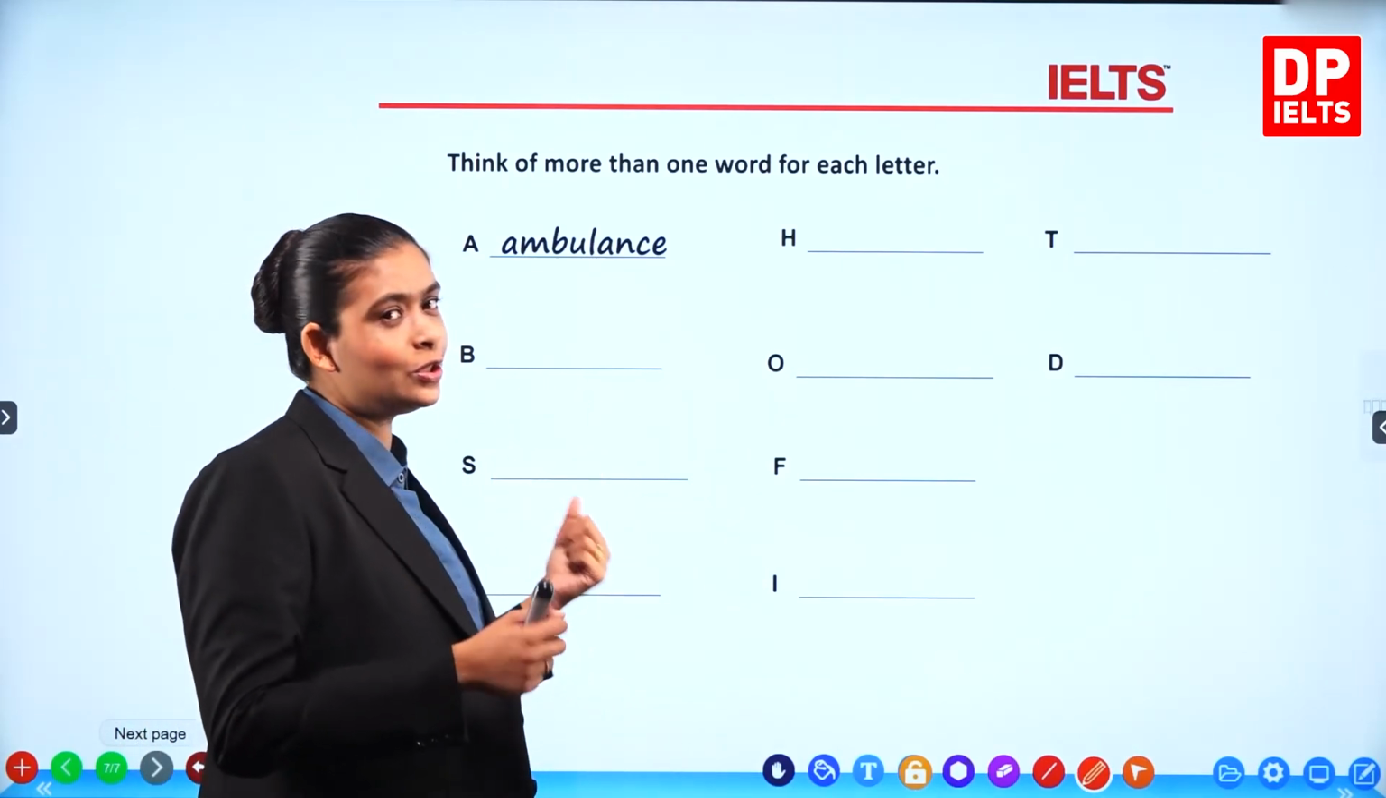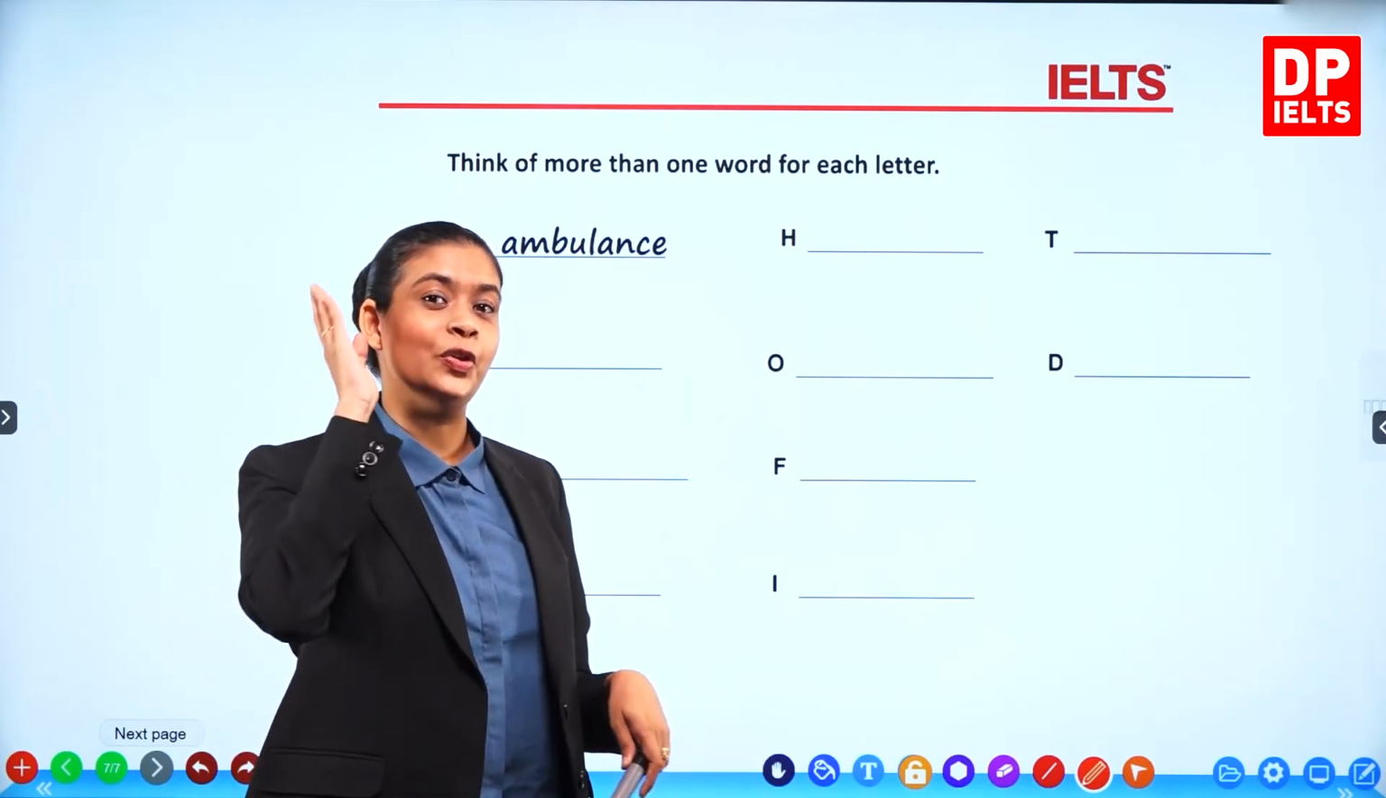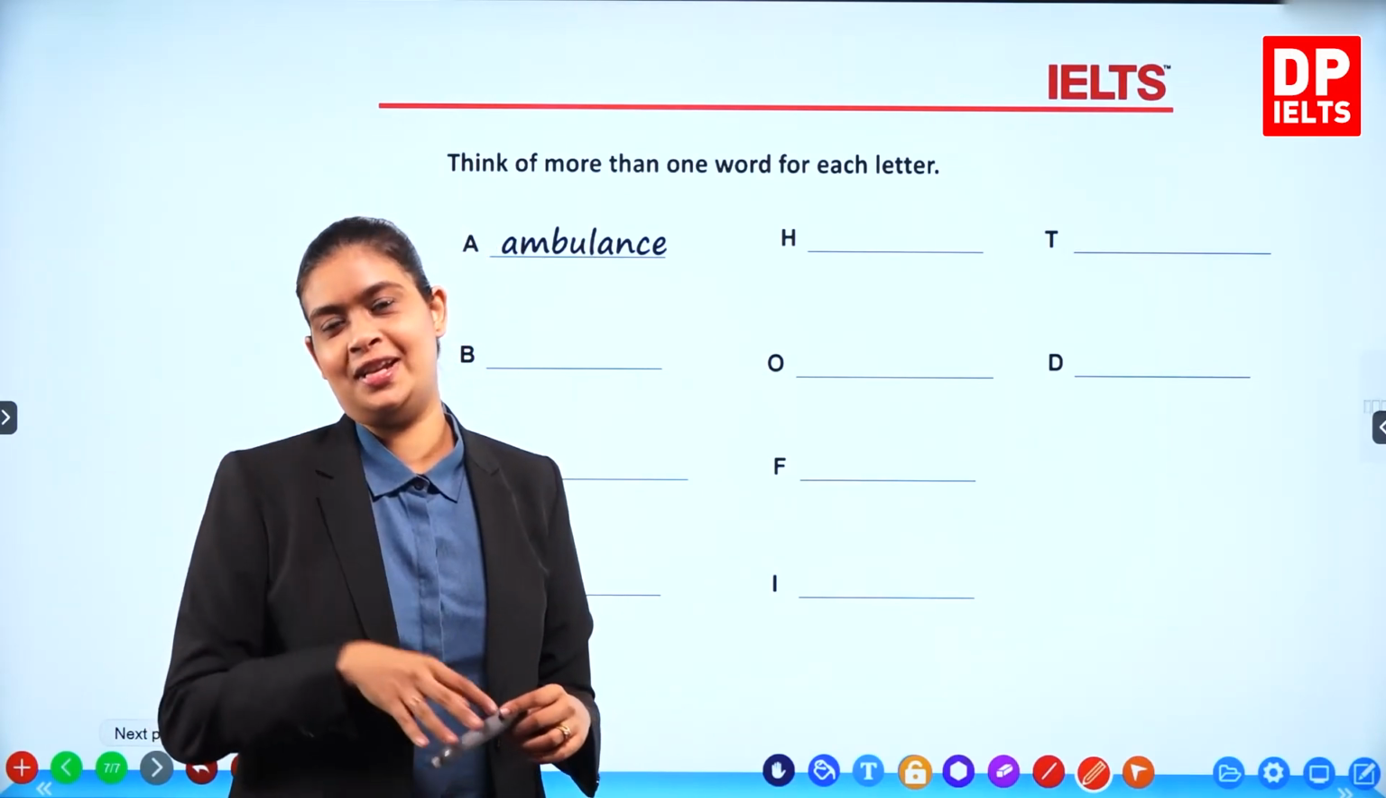Now what I am going to do is I am going to write 2 words. You can add more words to the list.